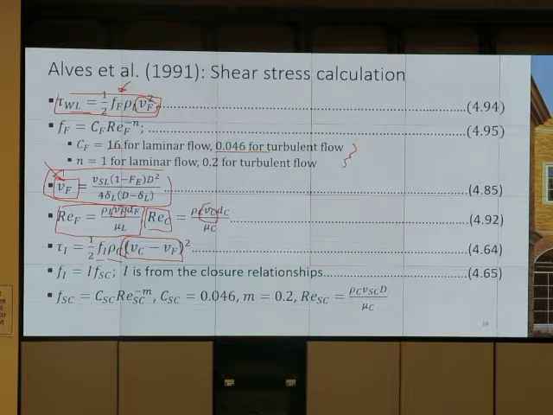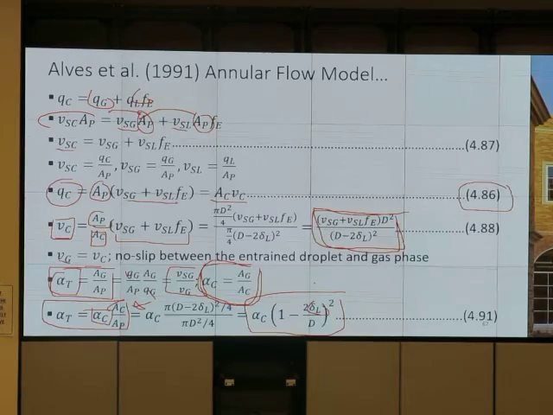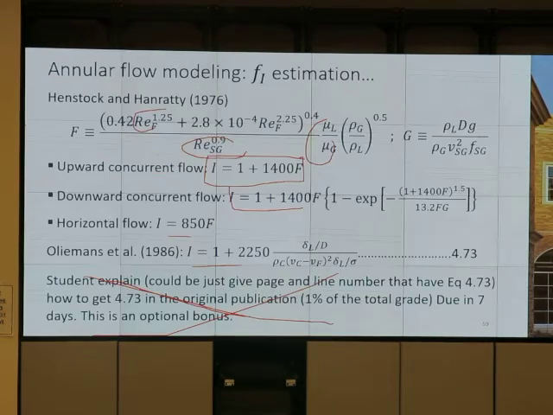F sub I, we need a closure relationship for I. I is from a closure relationship. Okay. Most of the closure relationships have I as a function of thickness. Let's go back to some closure relationships that I showed you.